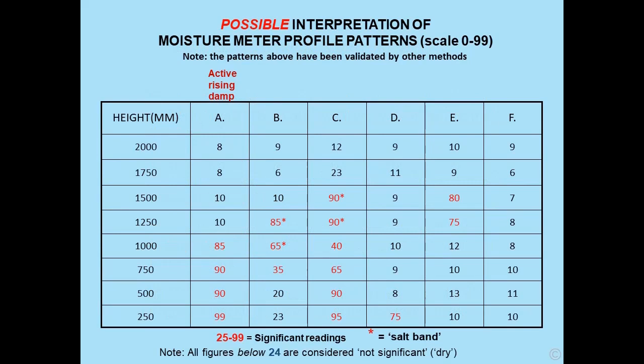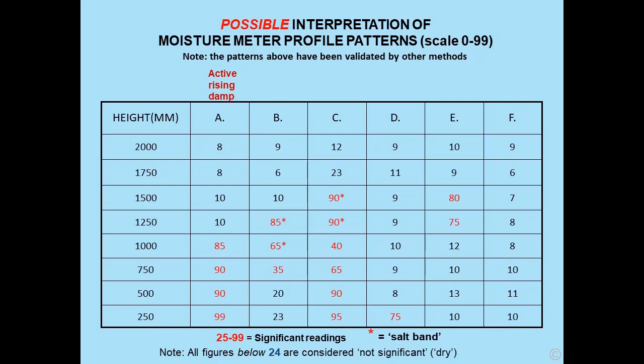So how do we interpret these moisture meter profiles? Then let's have a look at a few. The patterns below have been validated by other methods. So here we have some patterns, A to F. The red readings are considered to be significant, and the asterisk identifies a salt band.